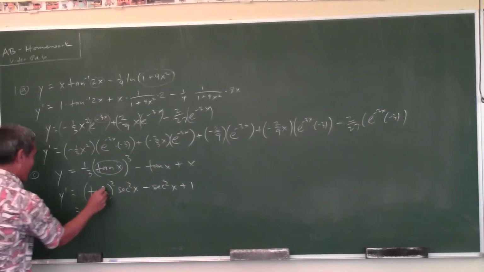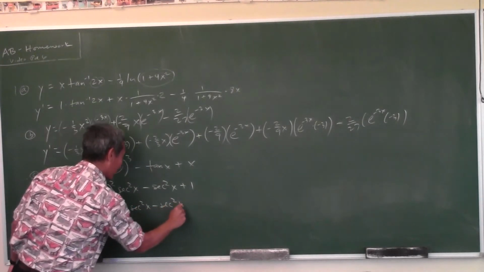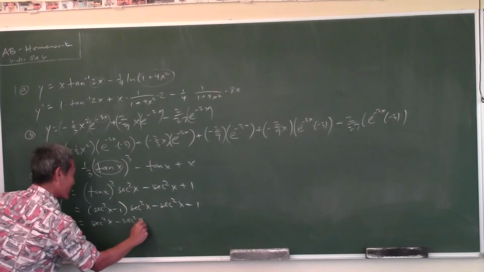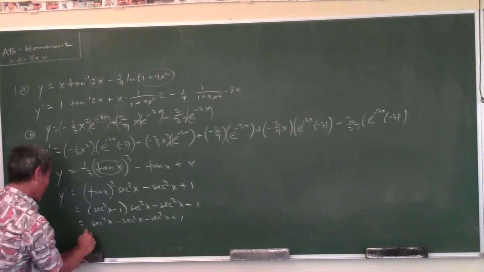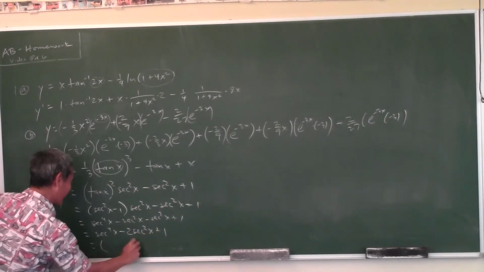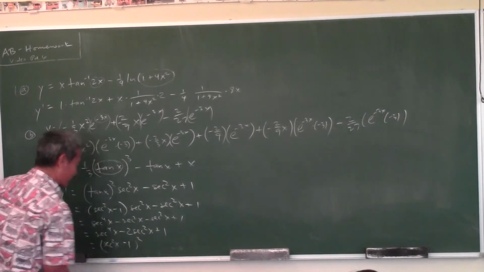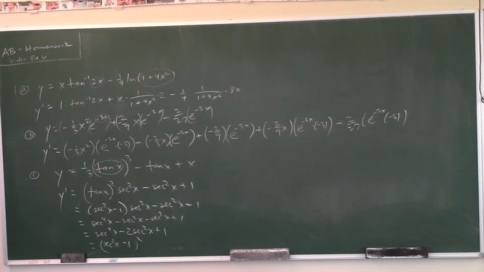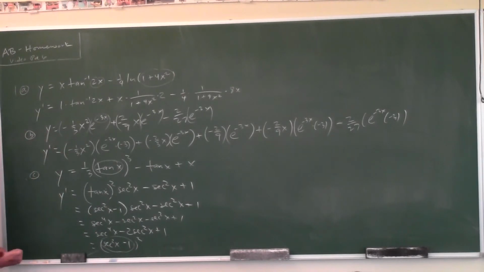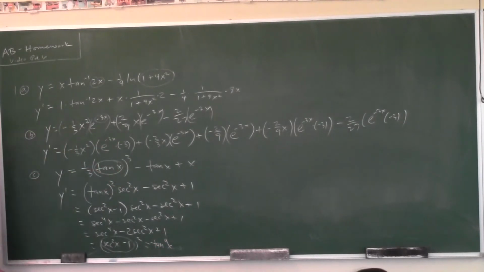Secant squared minus 1. Okay, change this to secant squared minus 1. Okay, so multiply it all out. What do we have? Secant to the 4th x minus secant squared x minus secant squared x plus 1. And that's secant to the 4th x minus 2 secant squared x plus 1. And isn't that factorable? Isn't that secant squared x minus 1 quantity squared? That's a perfect square. And that's tangent squared. So what is tangent squared squared? Tangent to the fourth x, and that's your answer.